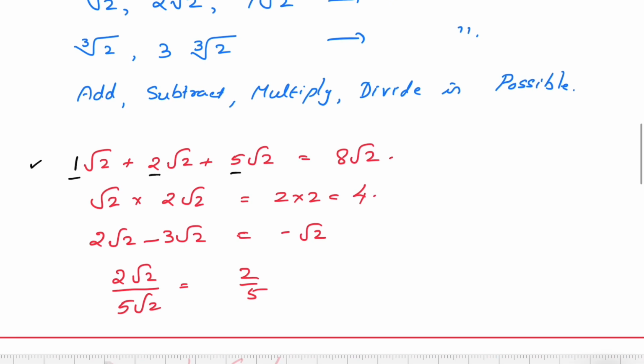Similarly, you can multiply root 2 into 2 root 2. Root 2 into root 2 will be 2, because you can write it as root of 2 into 2, which is root 4 equal to 2. And then 2 into 2, 4. Similarly, 2 root 2 minus 3 root 2 you can subtract to get minus root 2, and similarly you can divide. So similar surds are surds which have the same order.